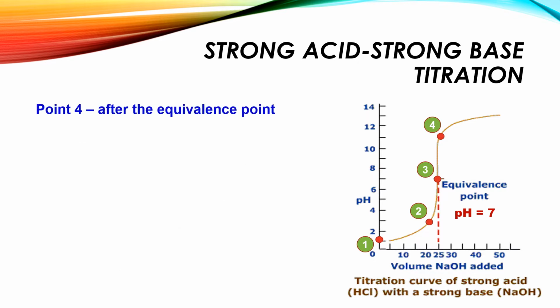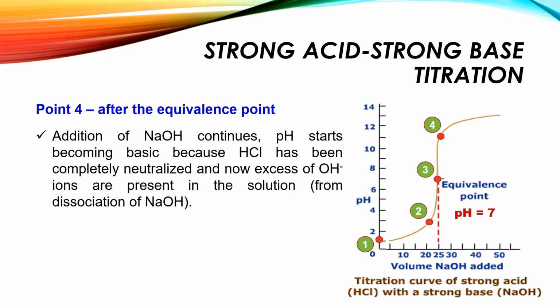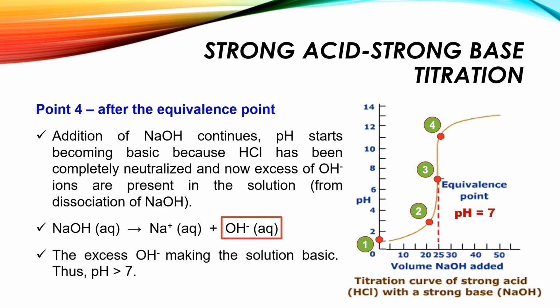After the equivalence point, the addition of sodium hydroxide continues. The pH starts becoming basic because the hydrochloric acid has been completely neutralized, and now an excess of hydroxide ions is present in the solution, which is from the dissociation of the sodium hydroxide. The excess hydroxide ions make the solution basic. Thus, the pH must be greater than 7.